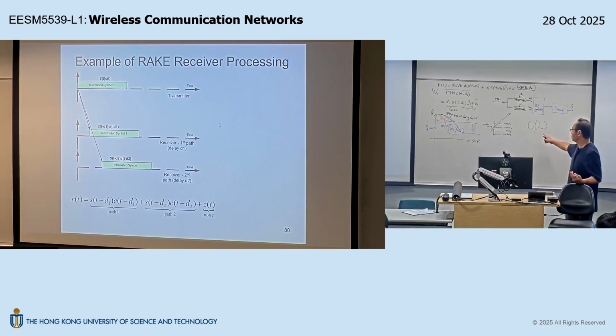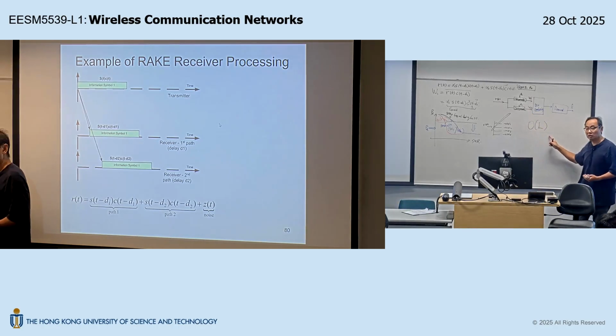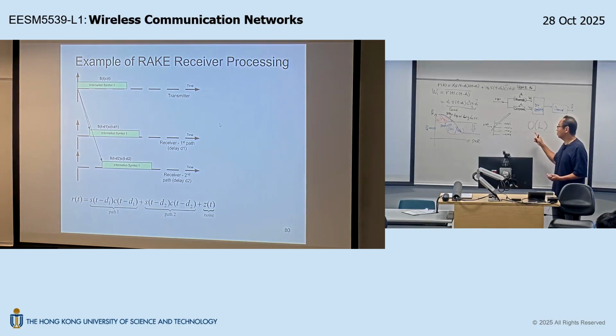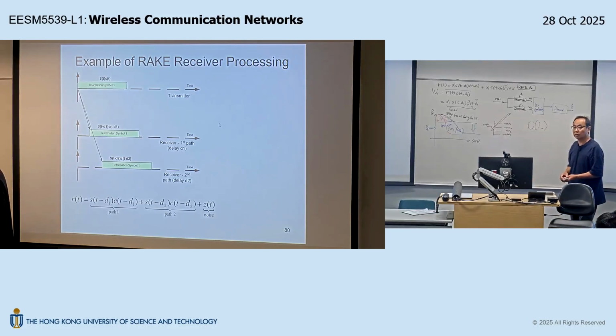But now how come this rake receiver only requires linear complexity? Now the fundamental reason why you have this low complexity, you can think of that as a low complexity equalization. Okay? You suppress the interference by spreading and despreading. Okay? That's one form of equalization.